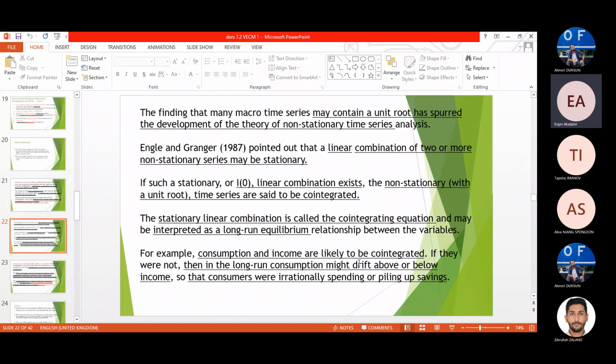The finding that many macro time series may contain a unit root has spurred the development of the theory of non-stationary time series analysis. Engle and Granger in 1987 pointed out that a linear combination of two or more non-stationary series may be stationary. If such a stationary, or I(0), linear combination exists, the non-stationary time series with a unit root are said to be co-integrated.